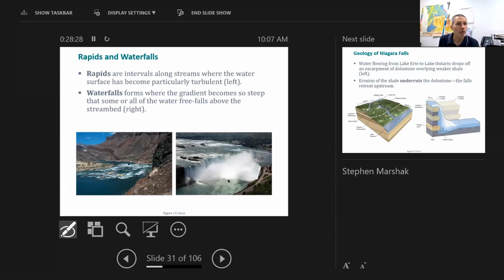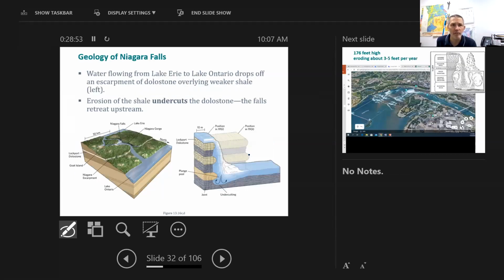Now, you can create rapids, or very, very turbulent water flow, associated with a very steep gradient, and rapids would be an example of something on the left here. Then you can also create waterfalls where the gradient becomes so steep that the water free falls above the straight bed. And probably the best example of a waterfall here in the United States, or on the edge of the United States, is Niagara Falls.